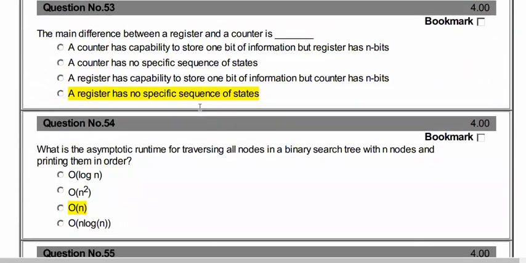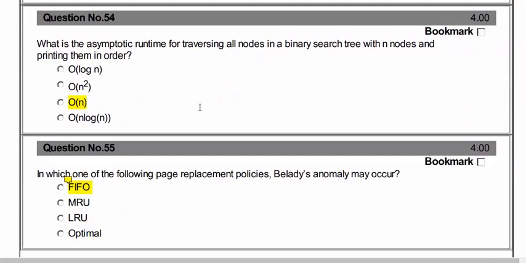The main difference between register and counter is dash. Option D is right. A register has no specific sequence of states. The main difference between a register and a counter is that a register has no specific sequence of states.